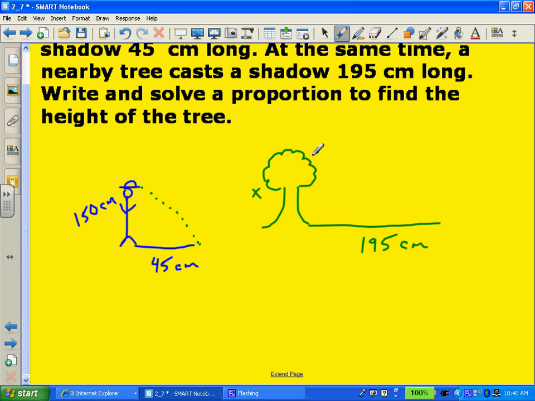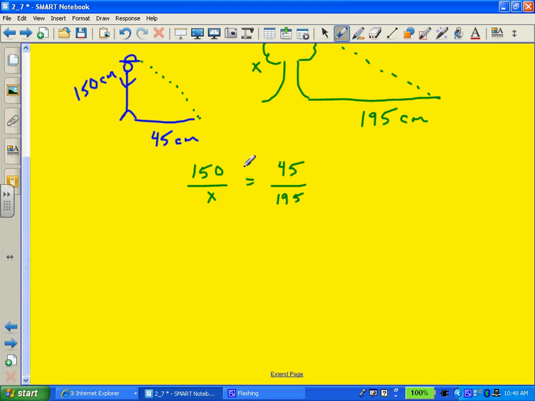So the height of the tree is x. Now again, if we make these into triangles, they're going to be similar triangles. So I'm going to write a proportion again. So I have 150, that corresponds with x. And then 45 corresponds with 195. Now again, notice, put 150 and 45 both on the top, x and 195 both on the bottom. So the forest ranger triangle's on top, tree triangle's on the bottom.